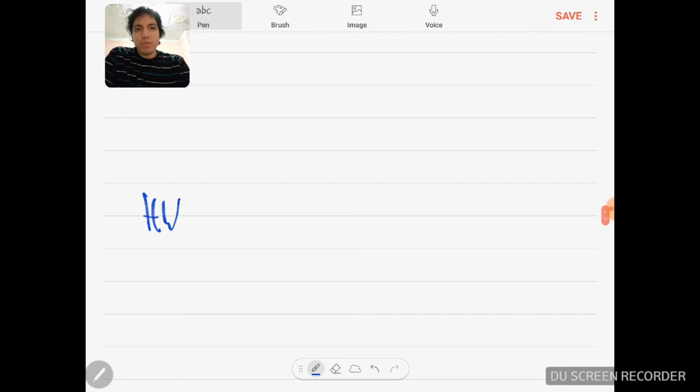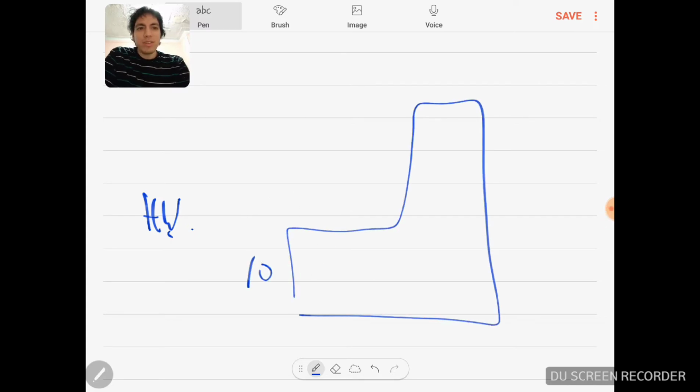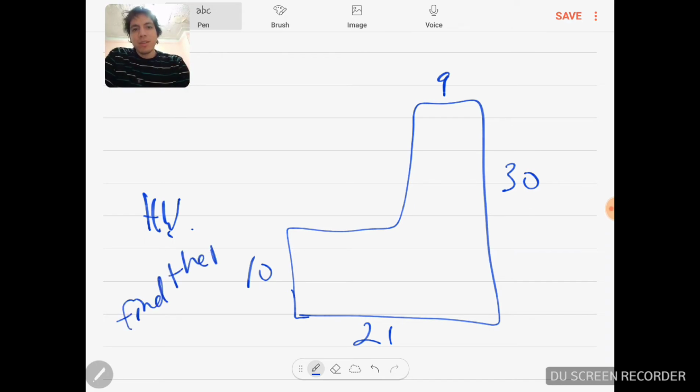So now I'm just going to give you guys a nice L shape for homework. All right, so I want you to find the perimeter and the area of this shape, the polygon.